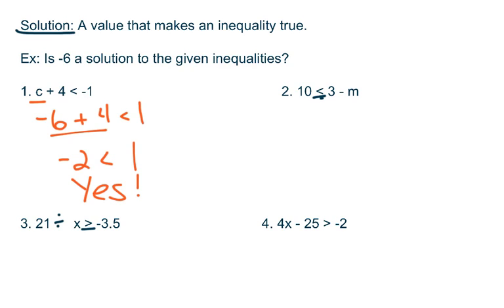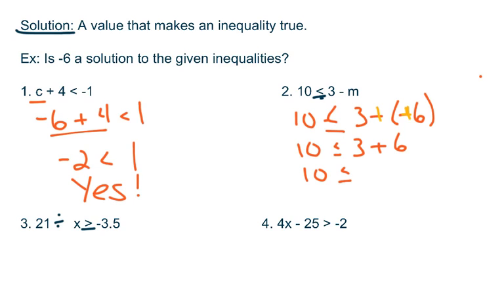Let's try number 2. 10 is less than or equal to 3 minus m. So 10 less than or equal to 3 minus our value for the variable, which is negative 6. This minus sign here does not replace the negative in front of the 6. So it's 3 minus our value for the variable, which was negative 6. So it's going to be 3 minus negative 6. When you have double negatives, that's like adding the opposite. Keep change. So we got 10 here, less than or equal to 3 plus 6. So 3 plus 6 is 9.